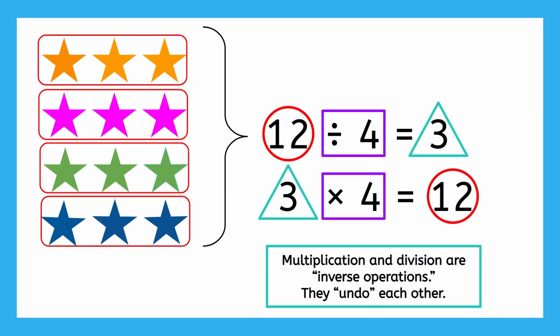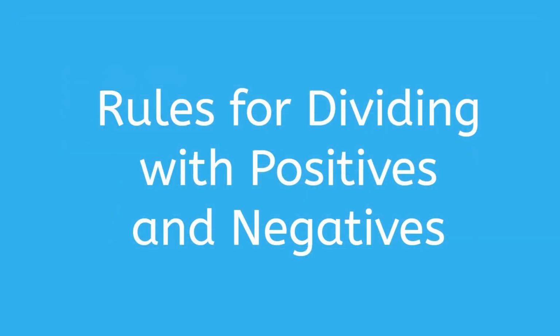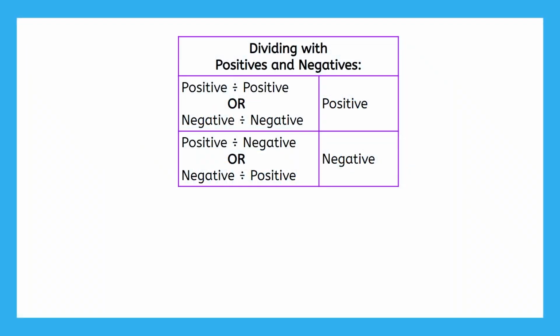They undo each other. Now that we've seen the relationship between multiplication and division, let's review the rules for dividing with positive and negative integers. So, because multiplication and division are inverse operations, it shouldn't surprise you that they follow the same rules when it comes to dividing with positive and negative numbers. When we divide 2 negatives or 2 positives, we get a positive number. When we divide 1 negative number and 1 positive number, we get a negative result.